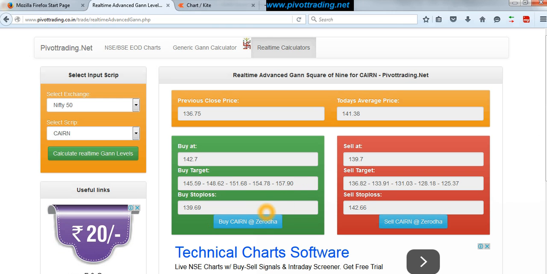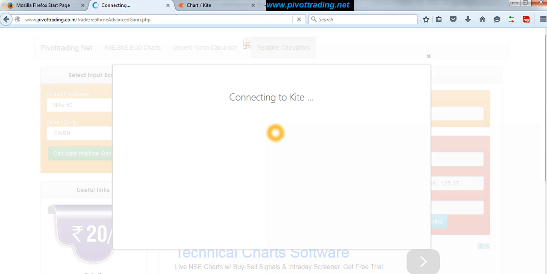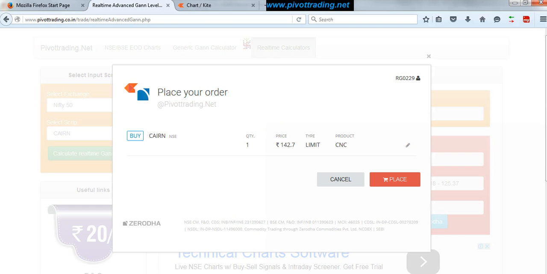And another added advantage, if you are having an account with Zerodha, you can directly place an order with them. So let's say you want to buy this particular script as per this particular level at 142.7. Click here, buy Gann at Zerodha. Since I'm currently logged in, I got this particular screen. If you're not logged in, you will be taken to the login screen. So you can see this is a buy for the script in the NSE in the cash market. The quantity which is populated by default is 1. Product type is cash and carry.